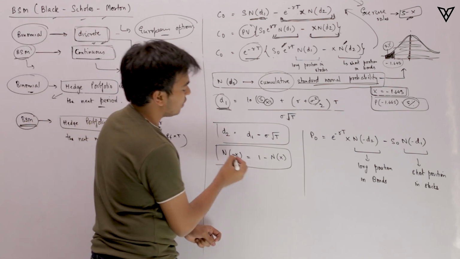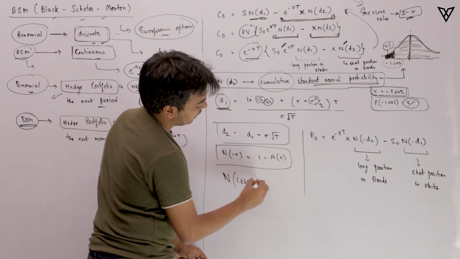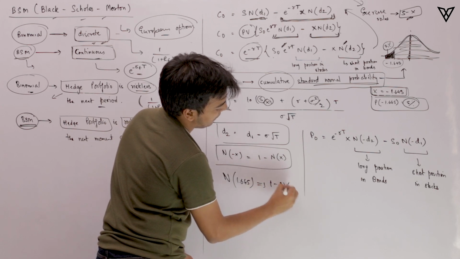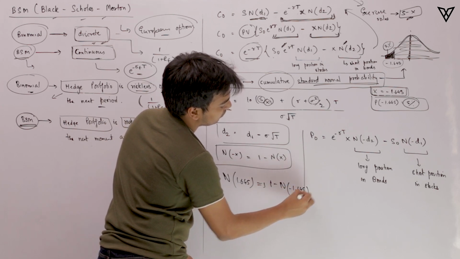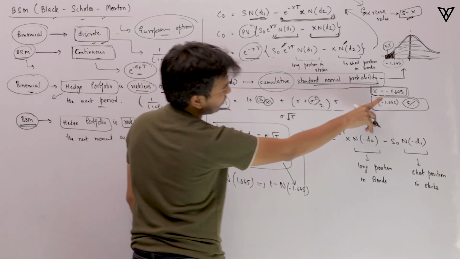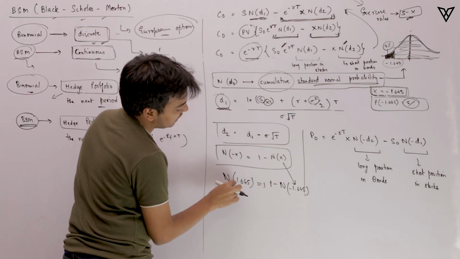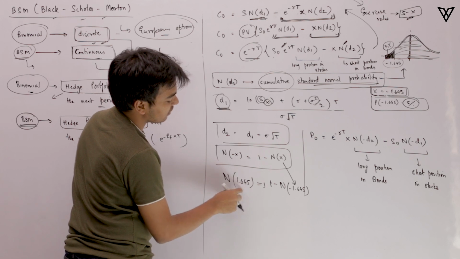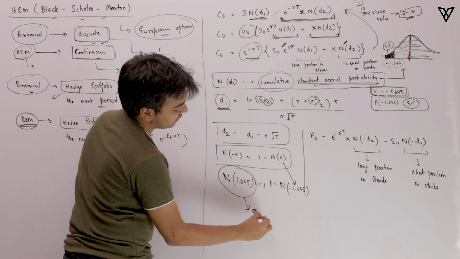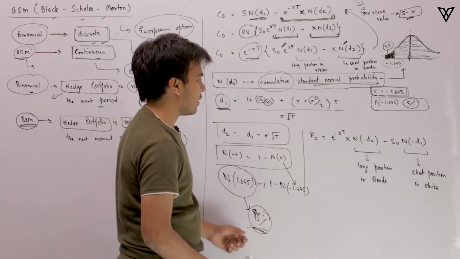Say for example, if we want to figure out N of 1.645, that would be nothing but 1 minus N of minus 1.645. Why have I taken x equal to minus 1.645? Because that is what we had taken in this example, and here minus x would be minus of 1.645, and that is why I have taken a positive number. If you try and figure out this number, it would be nothing but 95%, from your Z distribution or your normal distribution as well. So this is something that you need to understand.